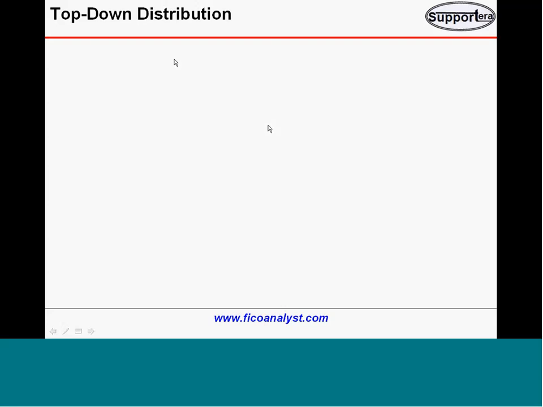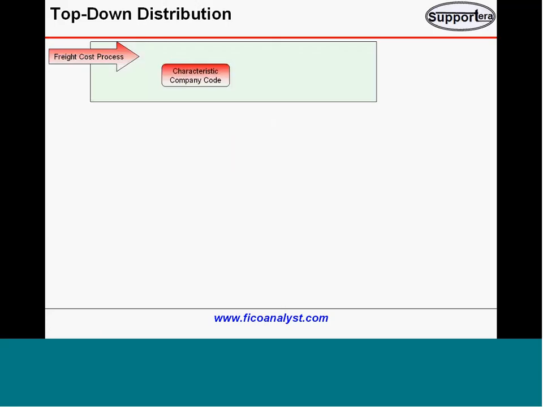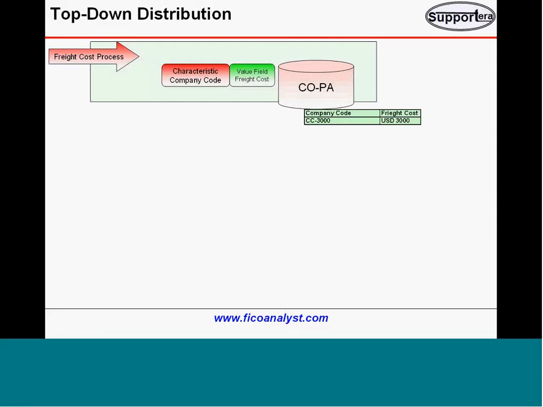So basically what I'm trying to do is top-down distribution, as you just mentioned, right? Yeah. So freight cost we are posting directly into COPA using a characteristic, which is company code, and freight cost, right? And then when it gets posted to COPA, you will have only company code and freight cost. Only these two things will be there. Okay. So in COPA you will see only this freight cost and company code, and when you talk of reports, at this point of time only company code level data will be there in COPA.